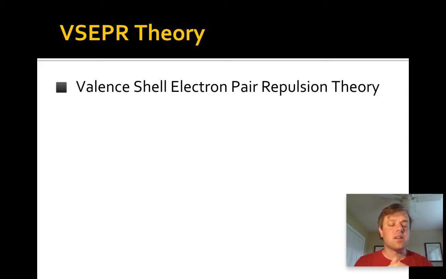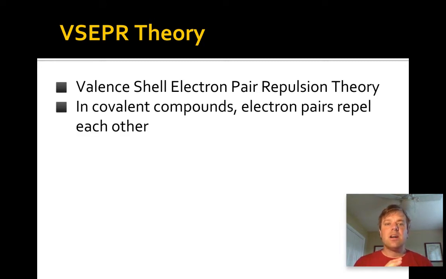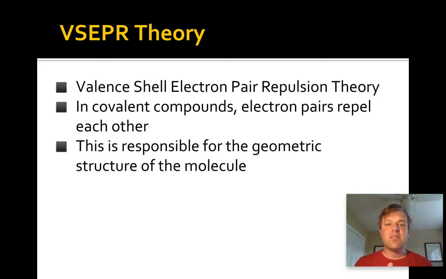Because electrons are negatively charged, and negatively charged things repel each other. And so, because that happens, in covalent compounds, these electron pairs repel each other. This is what gives molecules their geometric structure or their shape. And that's really all the notes we're going to look at today.